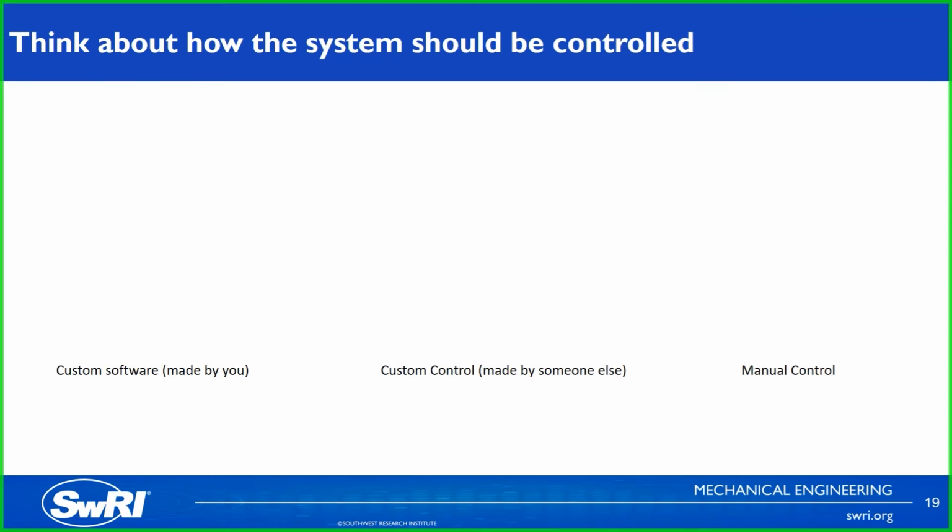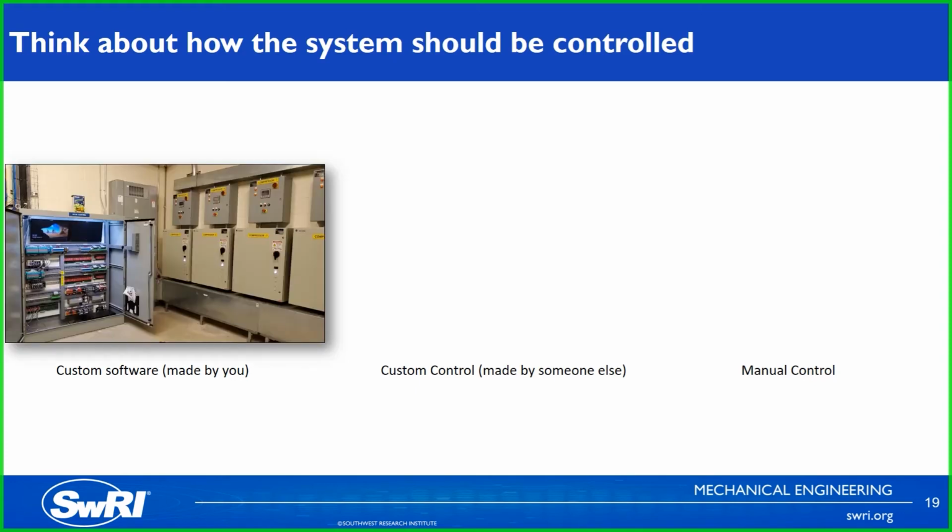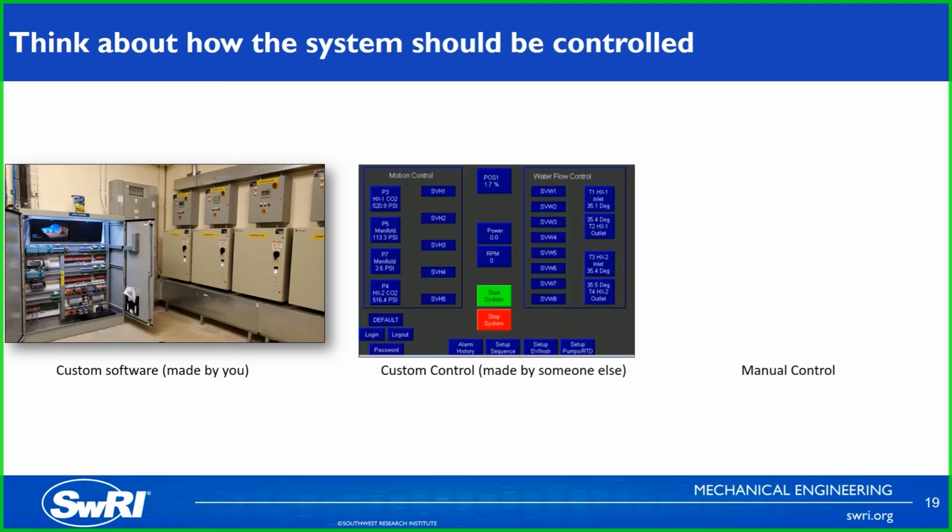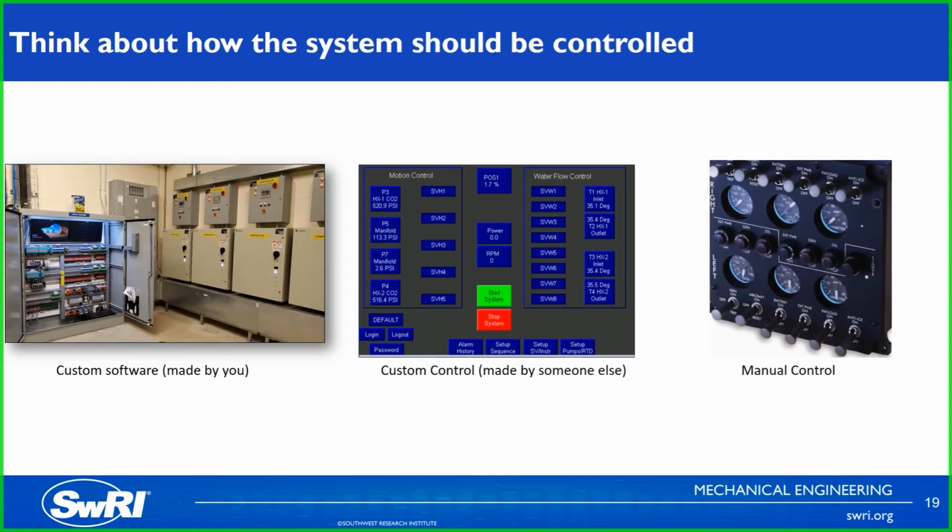So as you're going through the design process and the test setup design, you really want to think about how this system is going to be controlled. Each one of these cases had a different method of control. The first was custom software that we built in-house with the DAC system. For another one, we used custom software that was made by someone else. And last, you have the manual control of dials and switches.